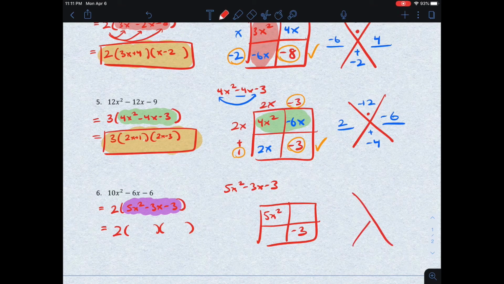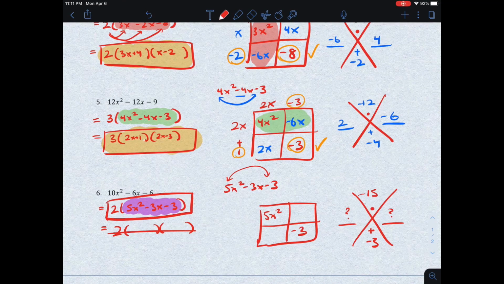Then I'm going to create my x. For my product, it's going to be 5 times negative 3, which is negative 15. My sum will be negative 3. And then we want to ask ourselves what two numbers multiply to negative 15 and add up to negative 3. Now if you notice, there are no numbers that would work here. Nothing works. And so when that happens, what that means is you can't factor this trinomial any further. So this is actually my final answer.